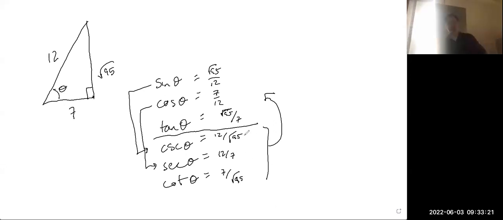So it's not hard to do these three. They're just reciprocals of the first three. But you do need to have a good mechanism in your mind to kind of connect them.